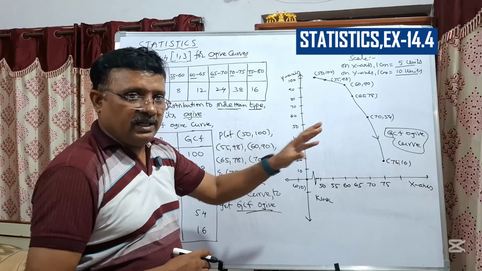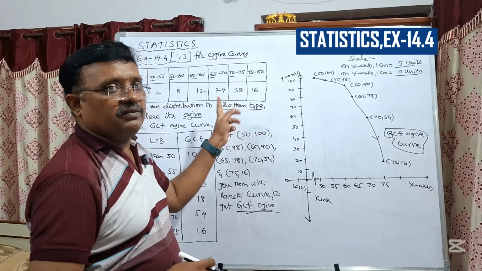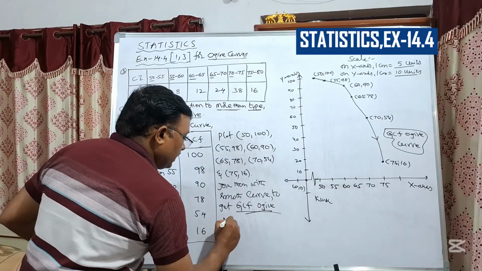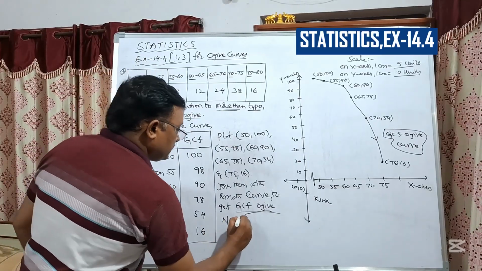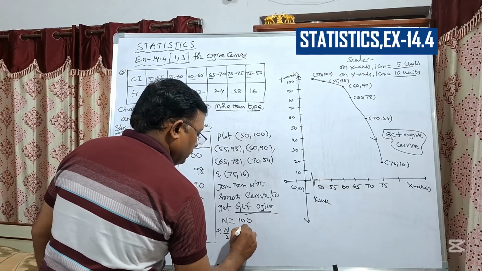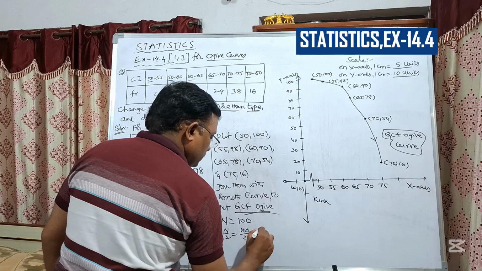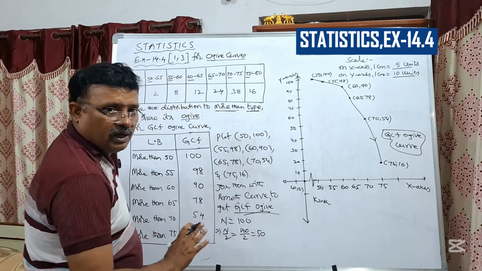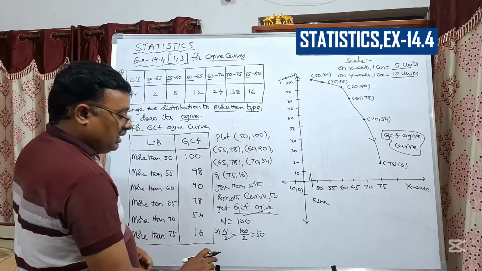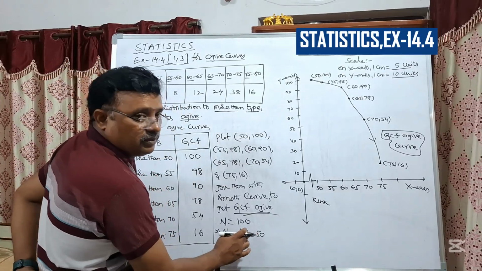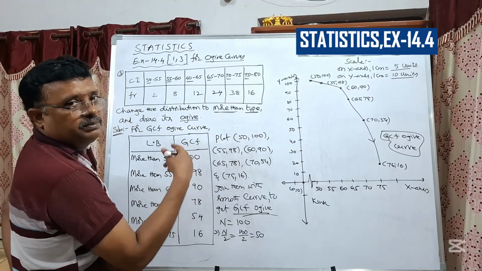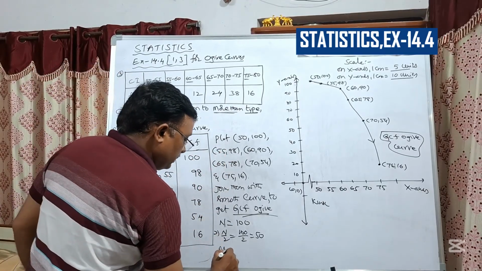If they ask to find the median from the graph, then we need to take the n value here, total frequency 100. That implies n by 2, the middlemost value, 100 by 2, which is equal to 50. Got it? Right. Now in this proper order, descending order, where will this middle value be? The middlemost value of the proper arrangement gives us the median.